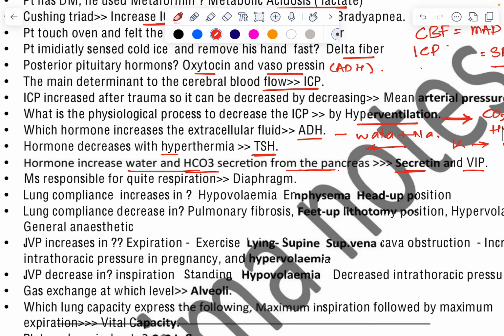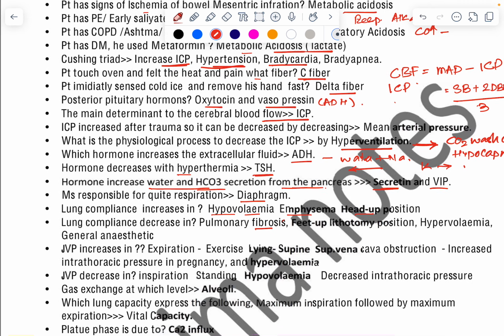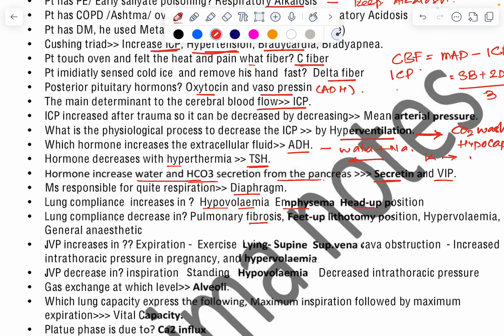Most common muscle responsible for quiet respiration is the diaphragm. Lung compliance increases in emphysema, head up position, hypovolemia. It decreases in fibrosis. This is all obstructive. Also lithotomy position, hypoventilation, general anesthesia. JVP increases in expiration, exercise, lying supine, superior vena cava obstruction, increased intrathoracic pressure, hypervolemia. It decreases in inspiration and hypovolemia.